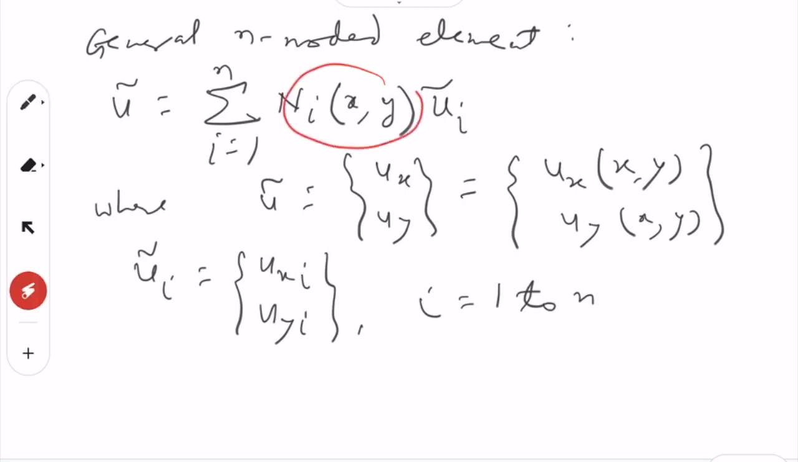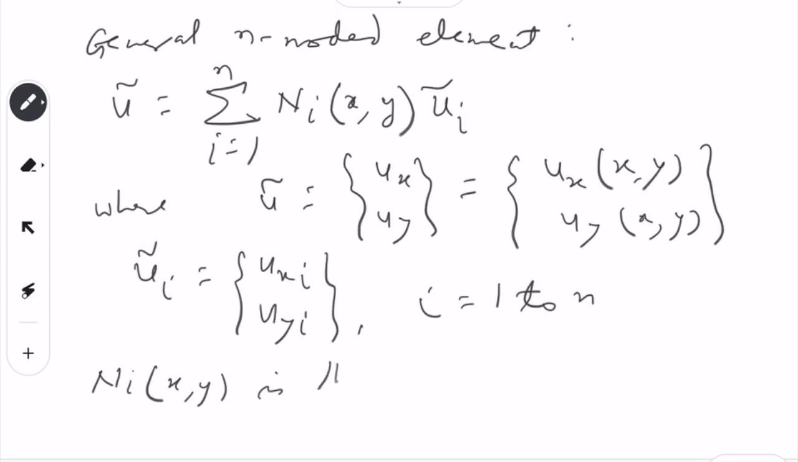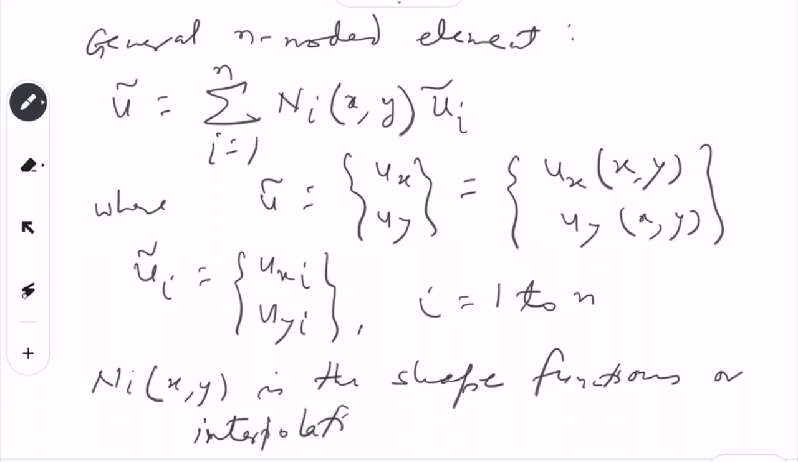And this is the one that we know already, right. So N_i(x,y) is the shape function, you call it shape functions or interpolation functions, okay. Okay, so once we have that, now we have to put these values into the weak formulation.